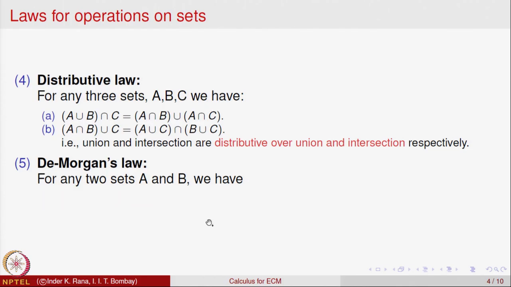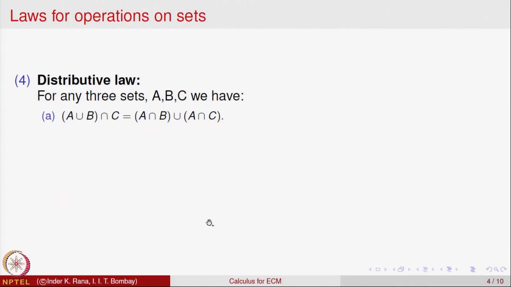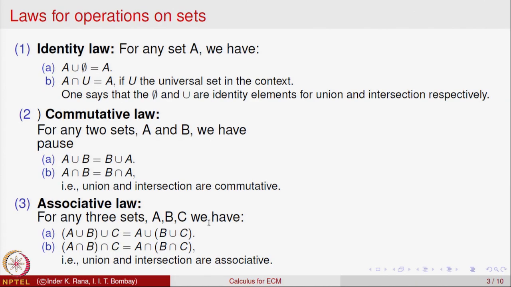So, let us just go back and say something again about these laws. One is identity, that A union phi is A, and A intersection the universal set is A. So, the universal set is the identity for intersection, and the empty set is the identity for union. And similarly, the commutative law says A union B is B union A, and A intersection B is B intersection A.